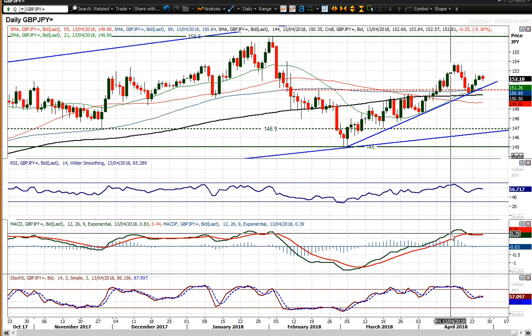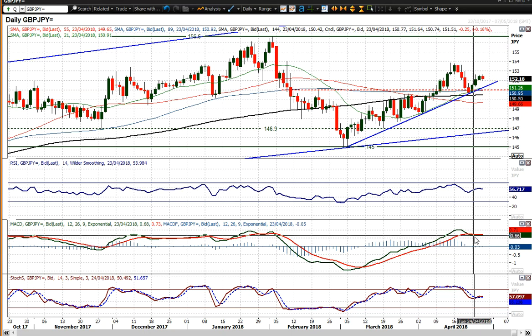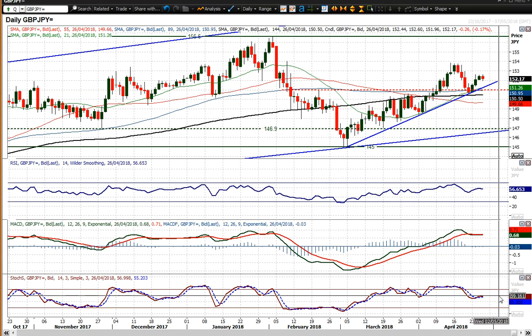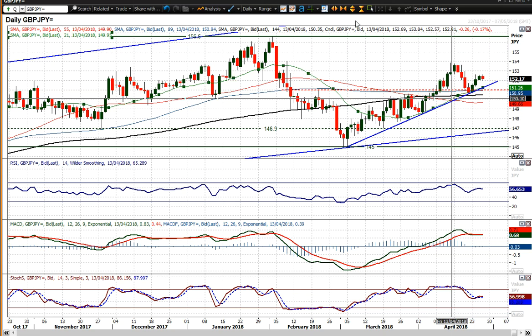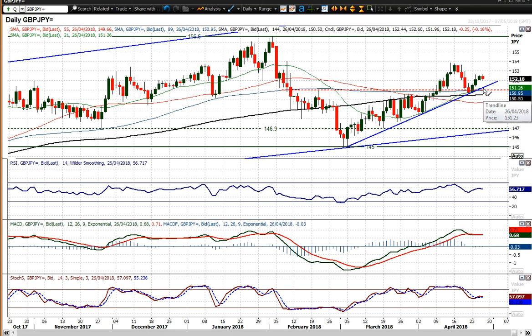You've got the MACD lines, which had looked to decline, but have just stabilised a bit. The stochastics similarly around 50. So it's at a key level, I think. You've also got the rising 21-day moving average, which has been supportive of the last few corrections. So that uptrend comes in around 150.20 today.